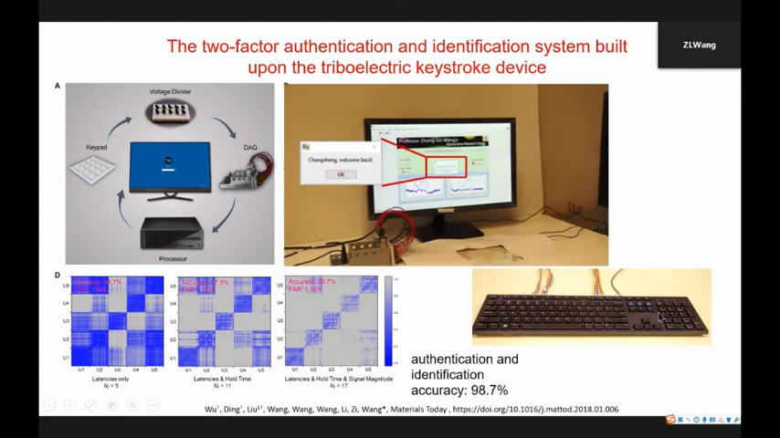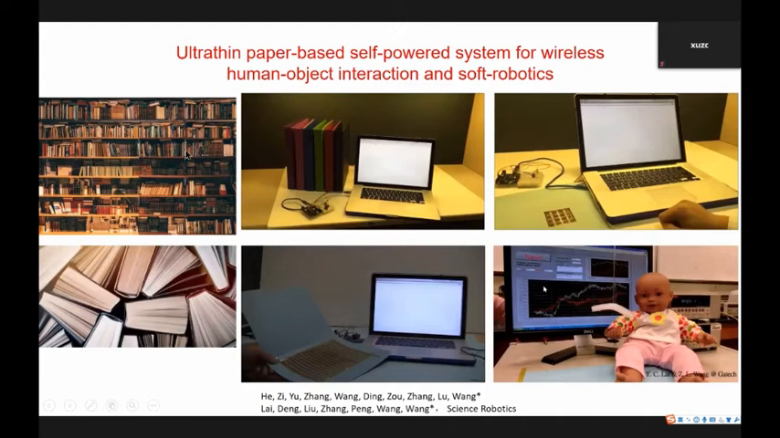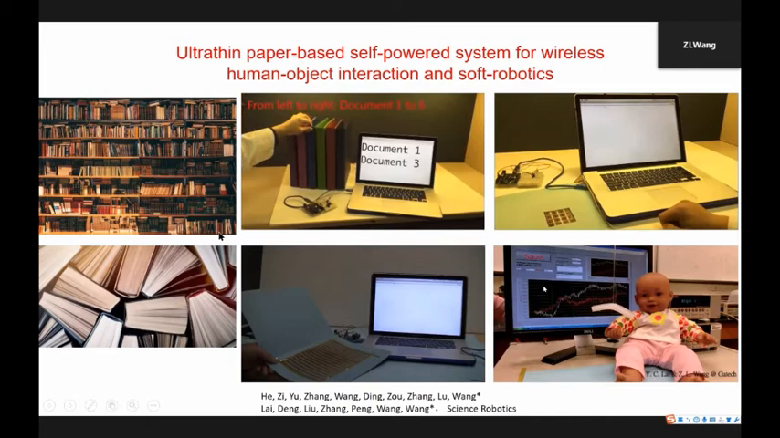If you go to a library, you have 1,000 books. If somebody touches a book, you don't know. Even using a video, it's very hard to surveil such a large number. But we can, on each book, build a TNG here. And when anybody touches this one, a signal is sent to the receiver. We can know which book was touched. Let me show you this one. So you see, this book is being removed. Another book is moved. So this is for self-powered sensors here.